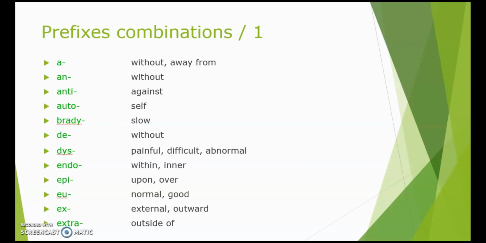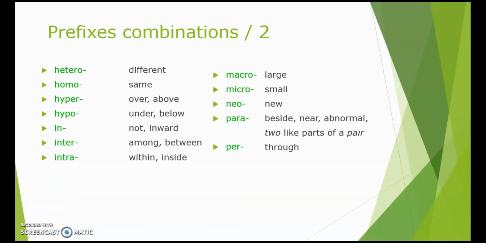Now think of this, for instance, as into, endo, in, right? Within, inner. Epi, upon, over. Eu, normal, good. Euphoria, for instance. Europe, okay? Europa has the same etymology. Ex, pronunciation very similar both between English and Greco-Roman. Ex, external, outward, okay? In some cases also away from, okay? And extra, outside of or on top of, okay? In some cases.